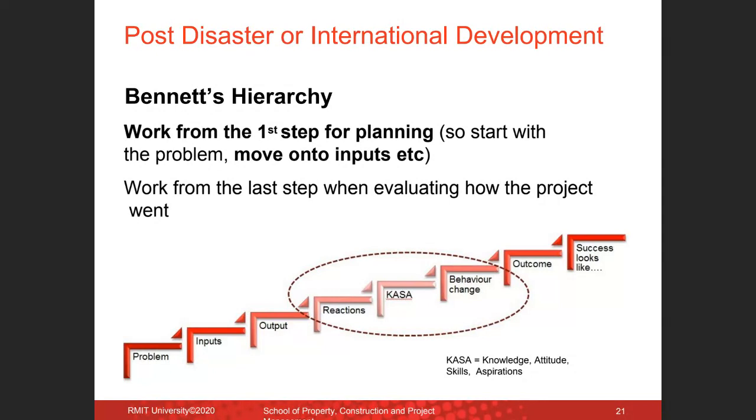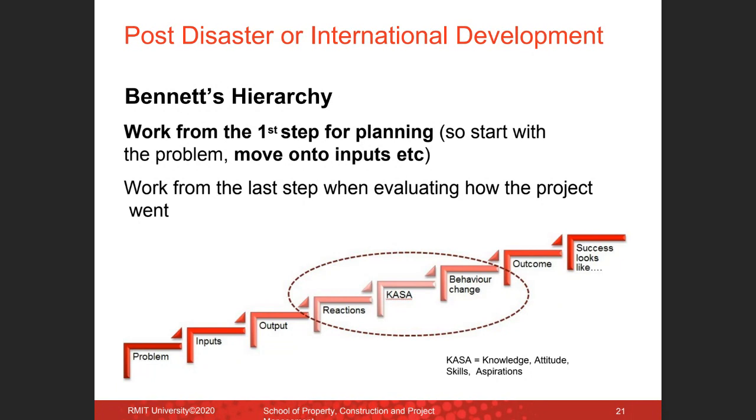what you need to produce, the reaction that you will have from the community and local and public or state government, as well as the reaction that you have with volunteers that are involved in those types of projects. And then you have an outcome, and how success should look like.